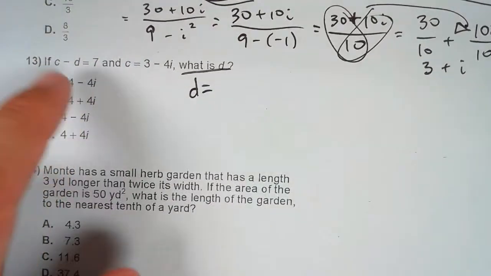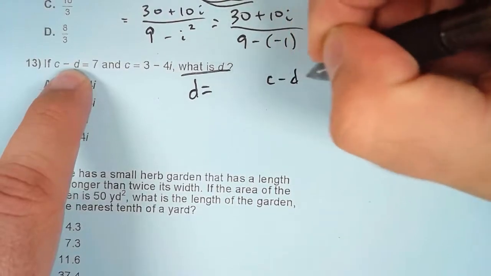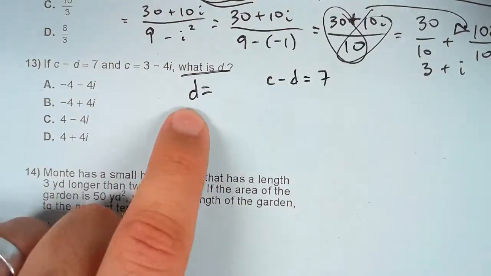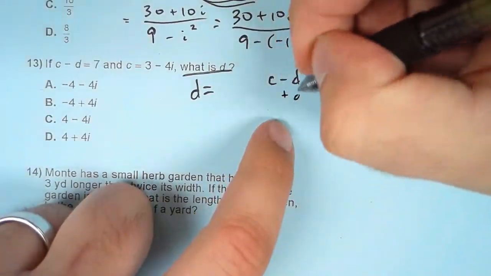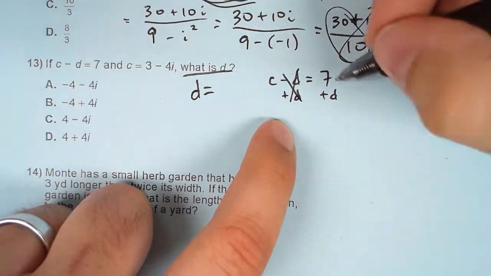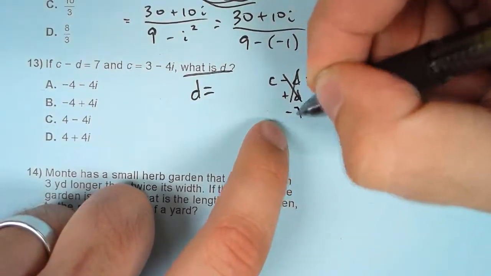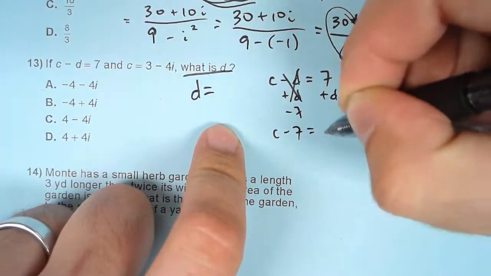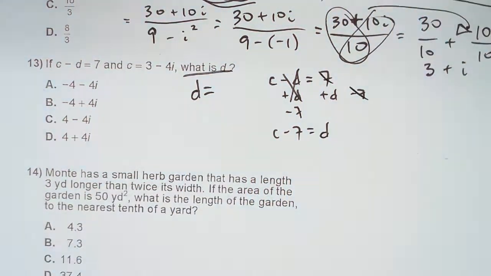So I'm looking at these two equations. That one's got D in it. So let's try to solve for D. So I'm going to add D on both sides. But it's going to be D over here. It's going to cancel over here. It says I need to get rid of the 7. So let's subtract 7 at the same time. So C minus 7 equals D, because that also gets canceled.